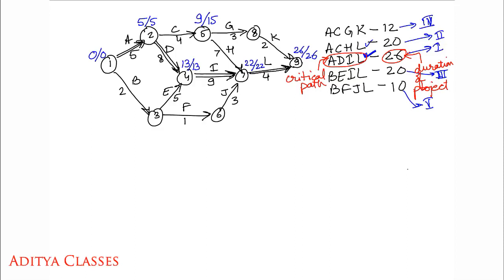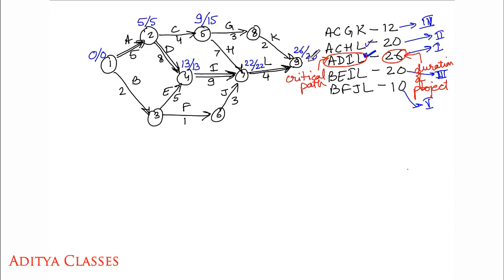So let us have a look at this path quickly once again. 0 plus 5, 5. 5 plus 4, 9. 9 plus 7, 16. But rather I'll put 22 because in a forward pass I take the larger value. Now I have 22 over here, 22 plus 4, 26. This was about forward pass on ACHL.